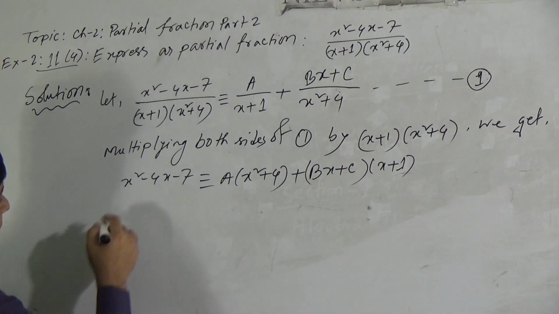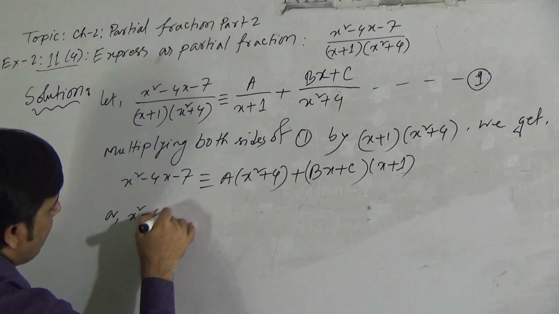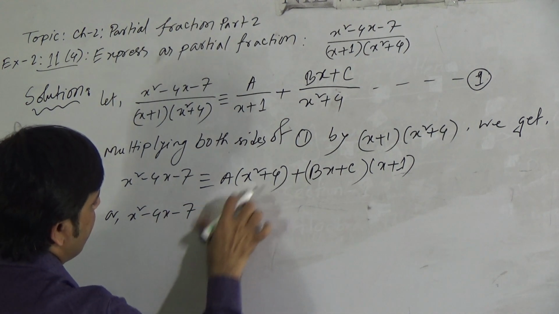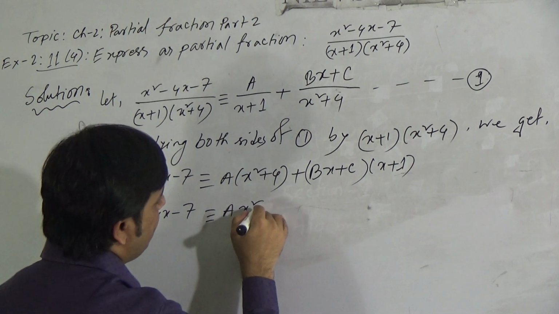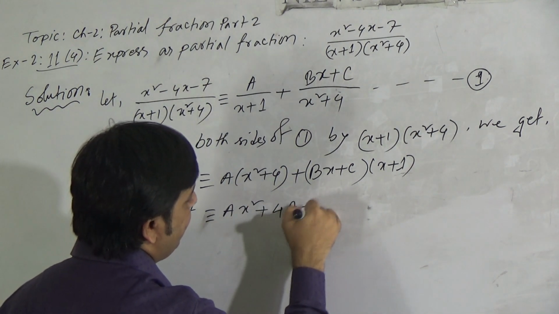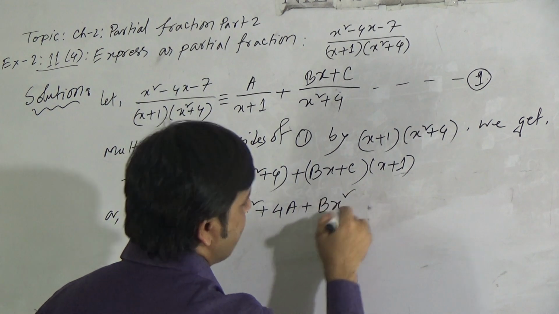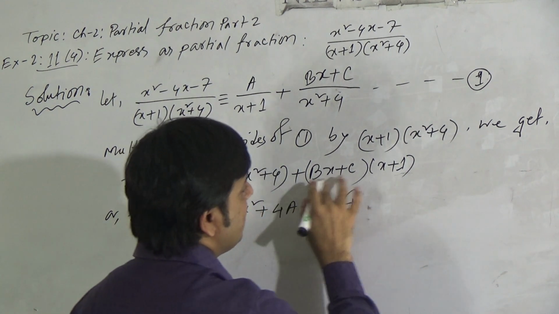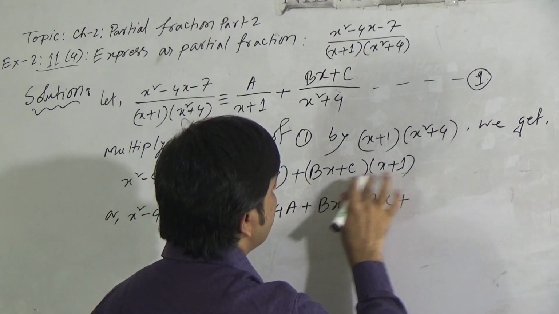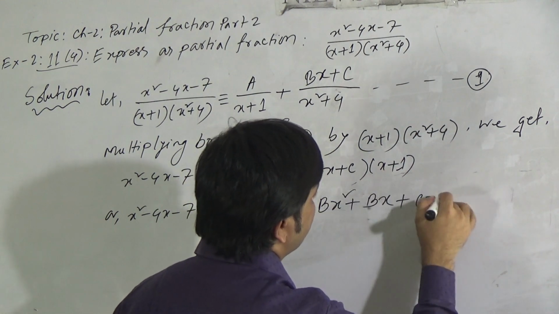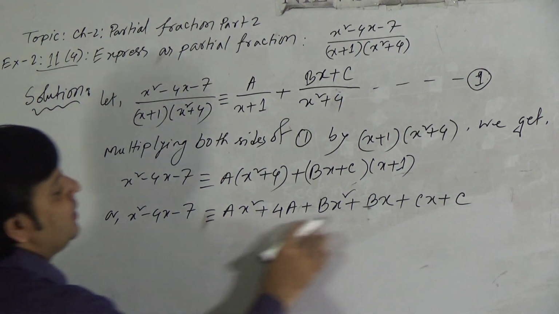Okay, dear students. So we can calculate here x square minus 4x minus 7, that is identical to a into x square means ax square, plus 4 into a means 4a, plus, if we multiply, this will be bx square plus bx if we multiply this 1 by bx, and here is c into x means cx, c into 1 means c. So we have multiplied now. Now we can add the similar terms.